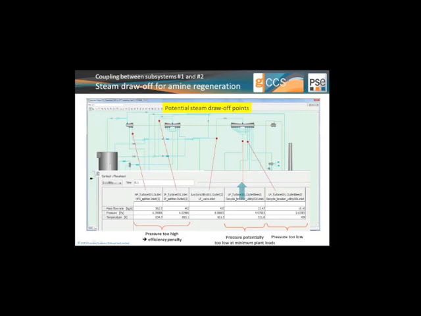However, while that might work at 100% load, if we go down to part loads, this pressure may drop below the pressure required for the amine section. Therefore, in this case, we opted to have a certain reserve, and you can simulate and go down to part loads and see whether you still fulfill that pressure requirement. In this case, you can select here the optimal draw-off point.